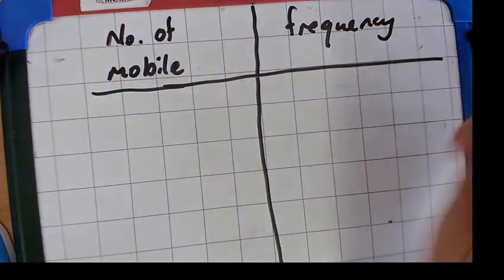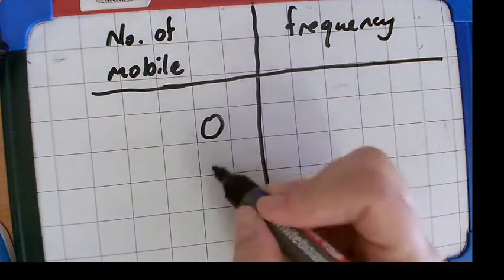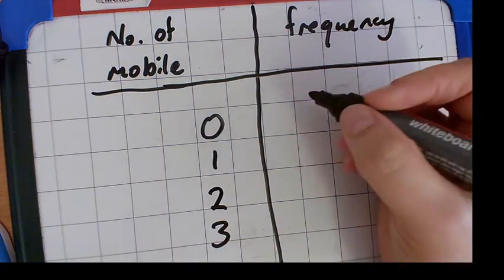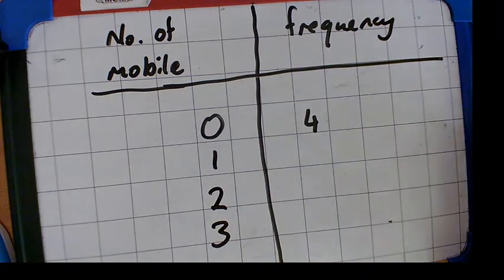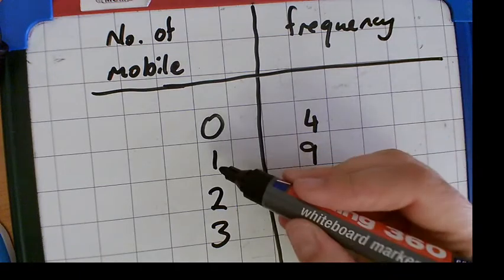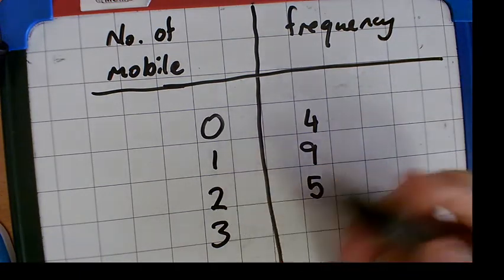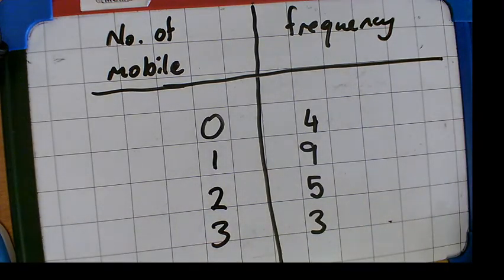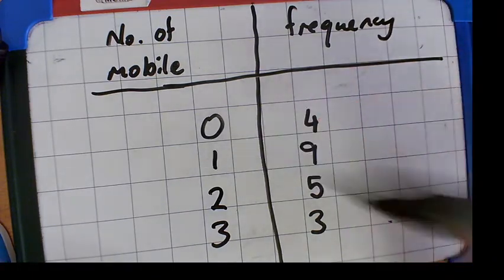Let's have a look. Right, so once again, a whole bunch of people were interviewed, and they found out that 4 people hadn't had a mobile at all. 9 people had 1 mobile, 5 people had 2 mobiles, and 3 people had 3 mobiles. So here's my frequency, it tells me how many people had each of those.